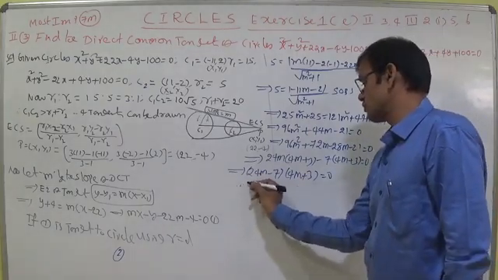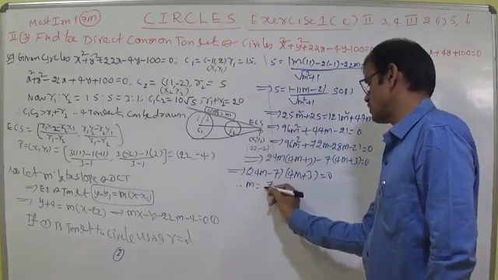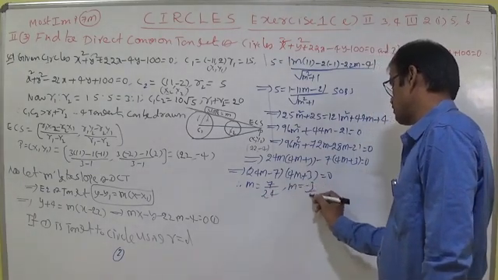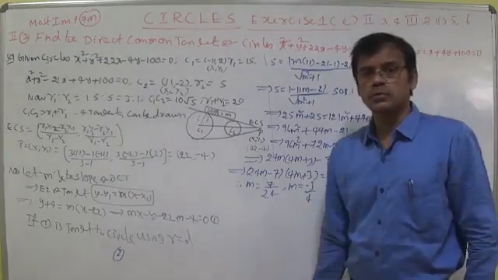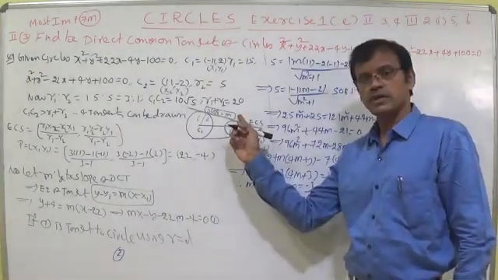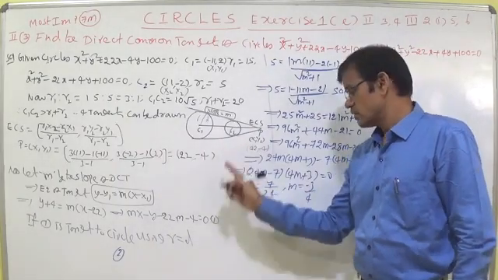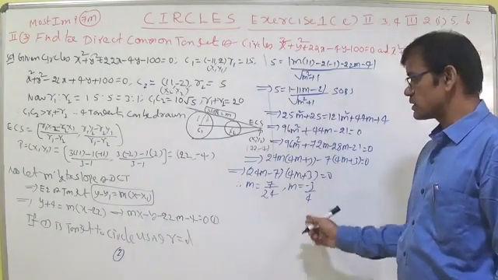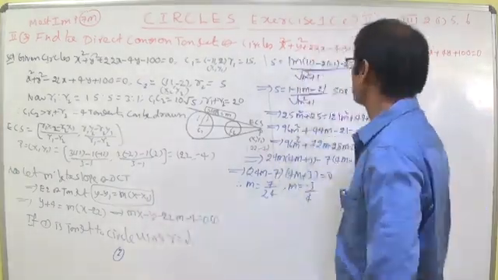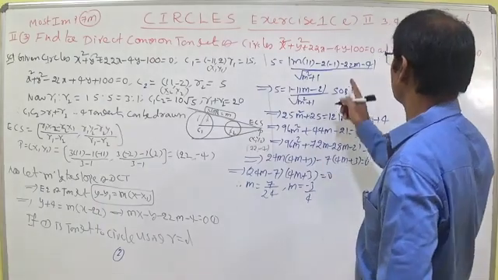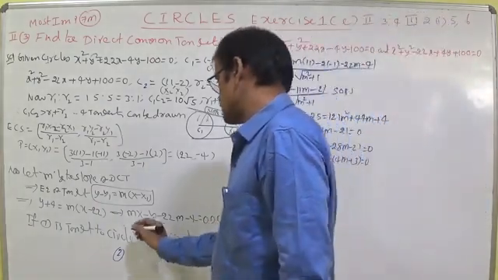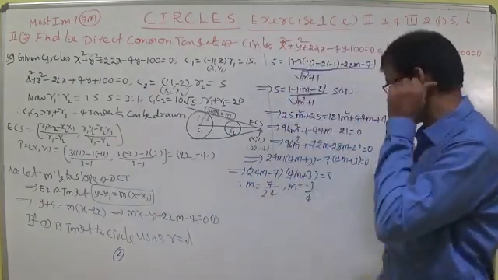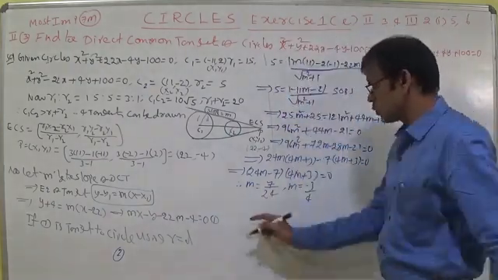Therefore, m is equal to 7 by 24, this is a case, and m is equal to minus 3 by 4. Why did you get two slopes? Because two tangents. This is for a tangent, this is for another tangent. For a tangent 7 by 24 we got, and for another tangent minus 3 by 4 we got. We can substitute the value in this one. Y minus y1 is equal to here. You substitute in 1, then you will be getting the answer, direct common tangents using the slopes.